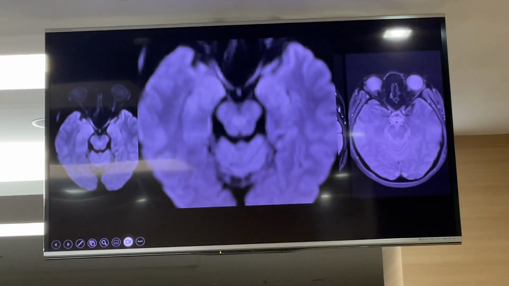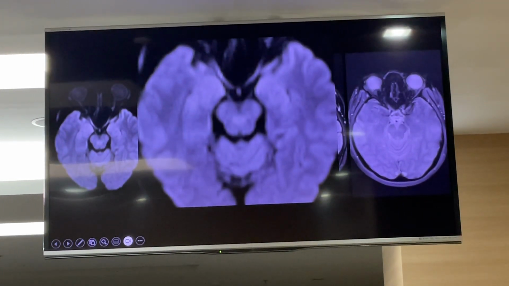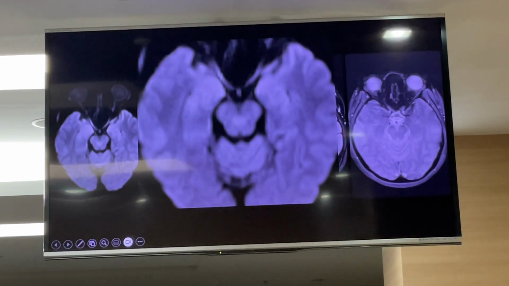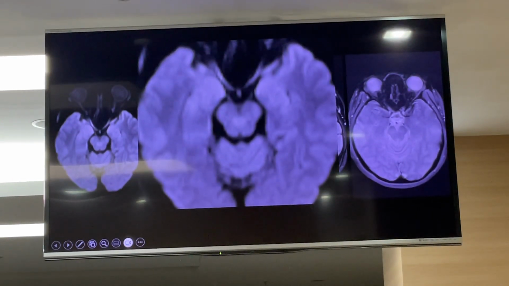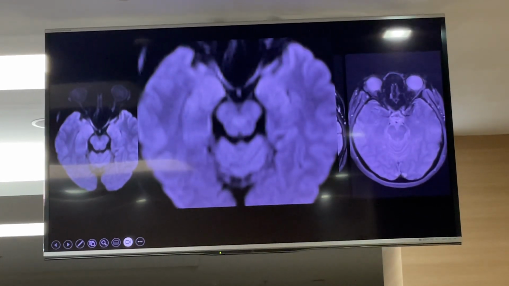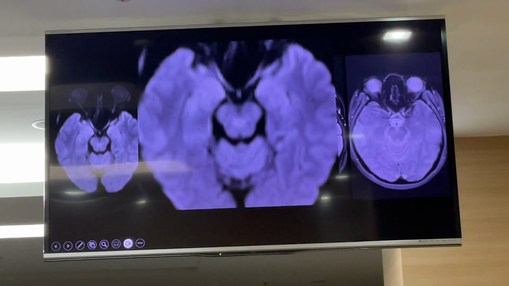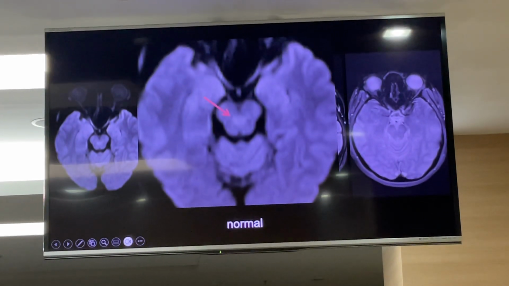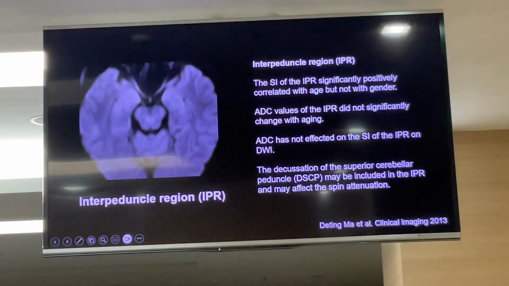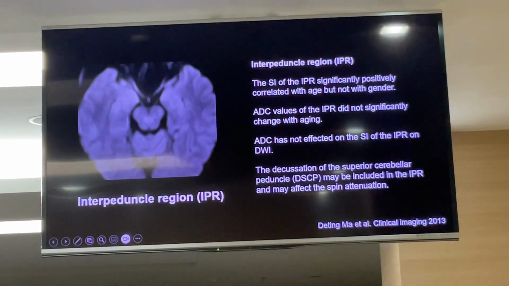You think this is not a lesion? Okay, just a few of you have responded. So yeah, we see this maybe every day. This is normal. It's actually normal. This is the interpeduncular region.